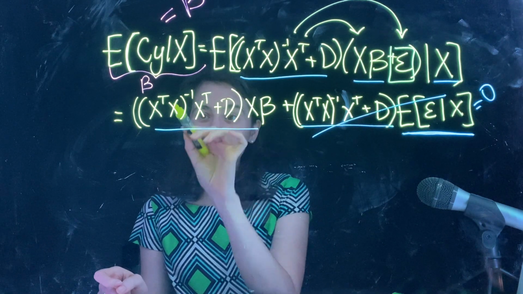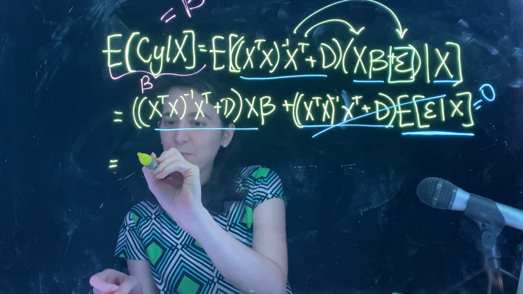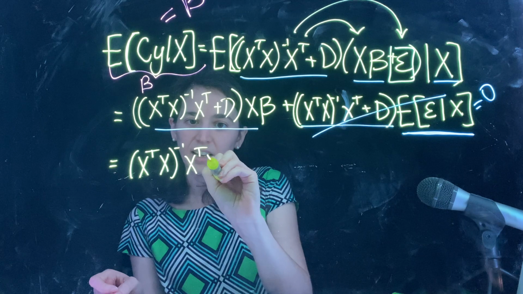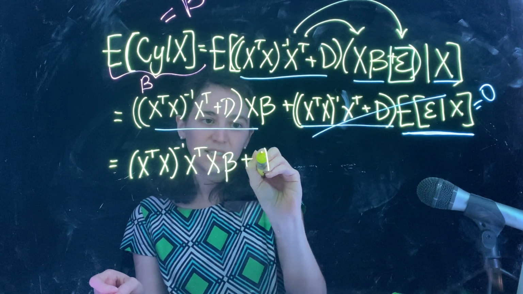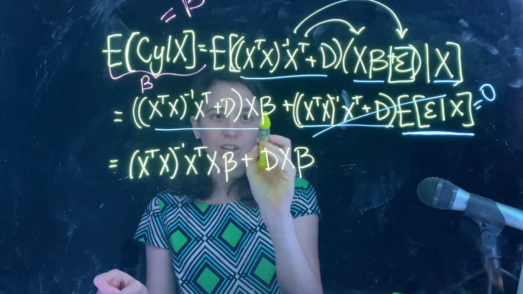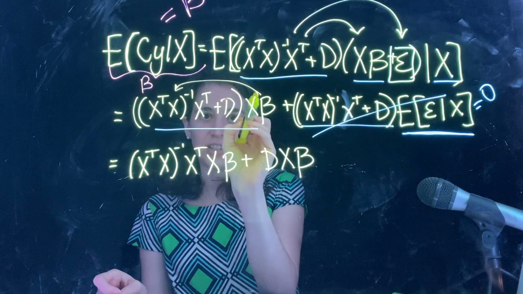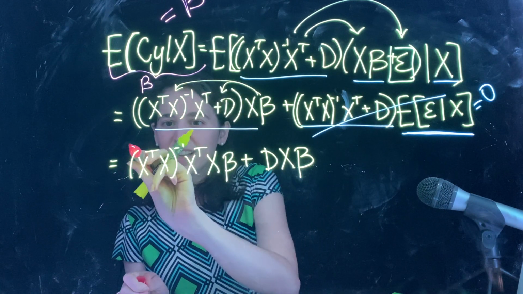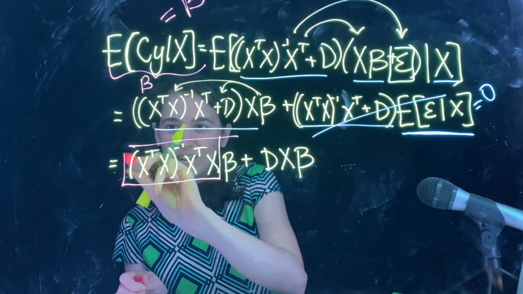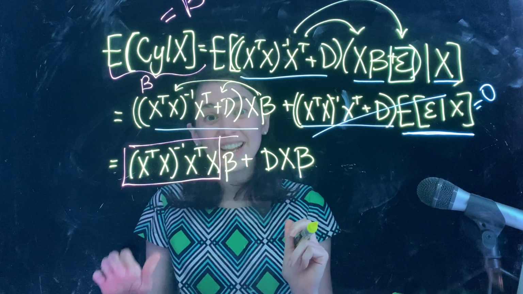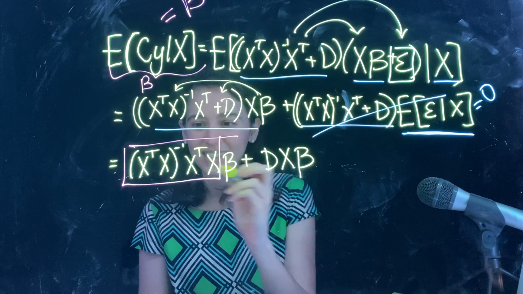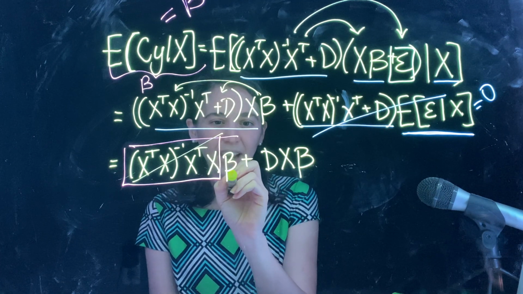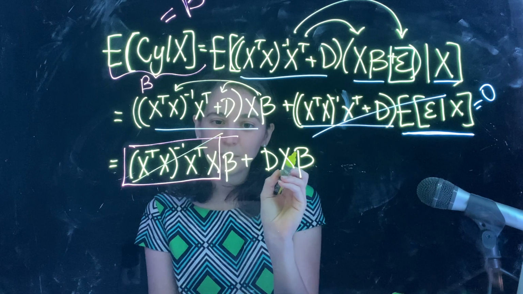So now I'm going to distribute the X beta. And so I end up with X transpose X inverse X transpose X beta plus DX beta. So I just distributed the X beta to each of these components. Okay, now what can we do with this right here? Well, it turns out this X transpose X inverse X transpose X, what is that? If you multiply an inverse of a matrix times itself, what happens? You just get the identity matrix, so we can cross that out there. And so now we've got beta plus DX beta.